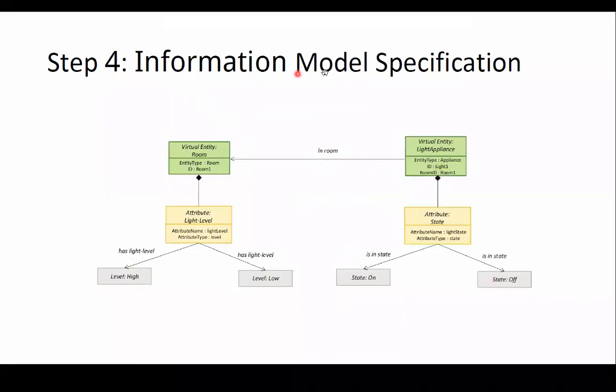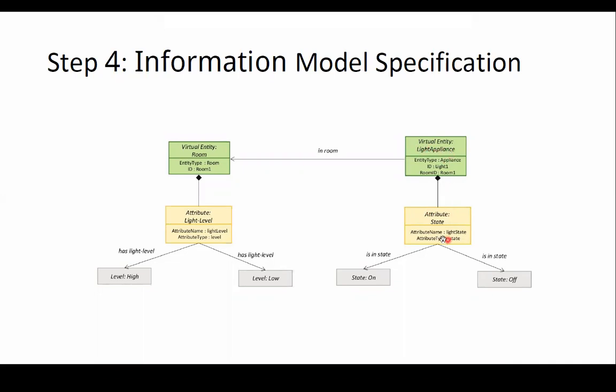Then the next one is information model specification. There are different types of information available. Let's say for virtual entity, it will be the room, and the second virtual entity will be your light appliance. So all these light appliances will be available in the room. So in the room, it will have some light appliances, some telephone, some fan, TV, and music system, etc. So it will have some room ID. It will have some attribute.